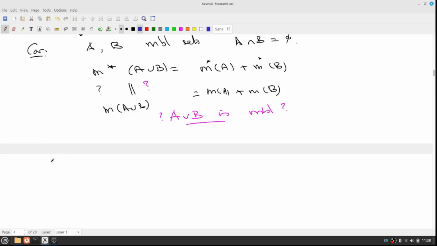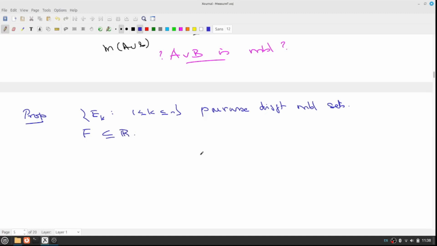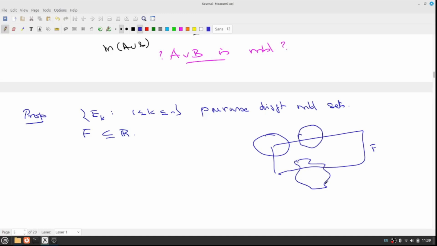Now let's look at a second thing. Now we want to extend this, call this a proposition. Suppose E_k, k equal to 1 to n, are pairwise disjoint measurable sets. F is a subset of R. So I have F. This is my E1, this is my E2, this is my E3, this might be my E4, like that. These are my E1, E2, etc.